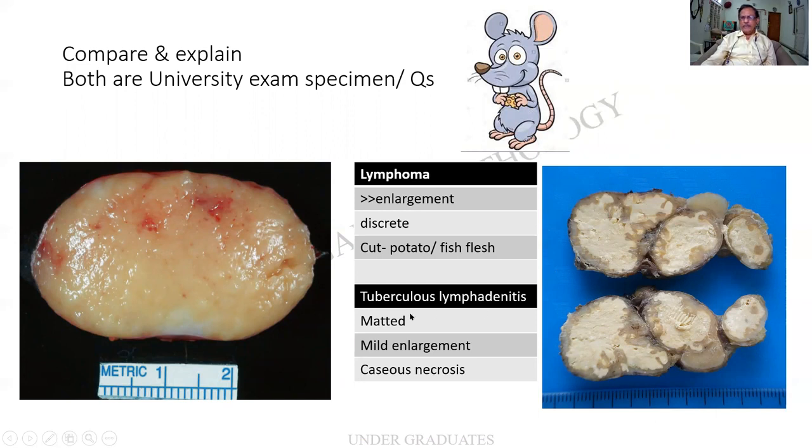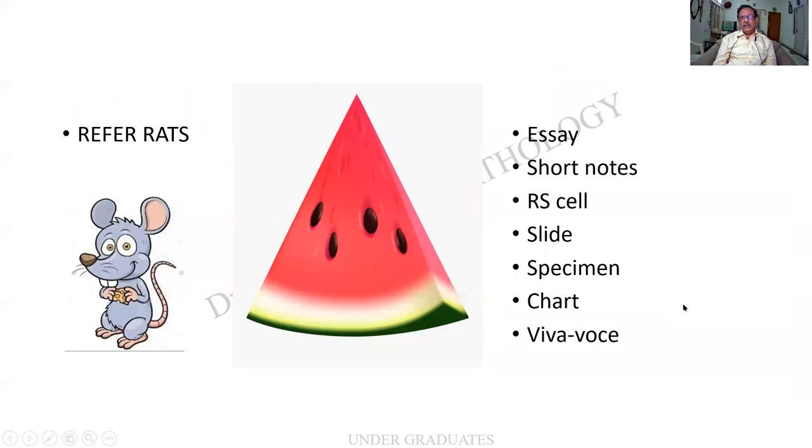This is called matting. Enlargement will be mild and there is caseous necrosis. Look at this irregular map-like area of caseous necrosis. Microscopically, you will see a granuloma. And both are university questions. If you answer one well, definitely the examiner will ask you the other. So kindly be fluent and refer R.A.T.S. The importance is given over here. Anything can be asked for you people.